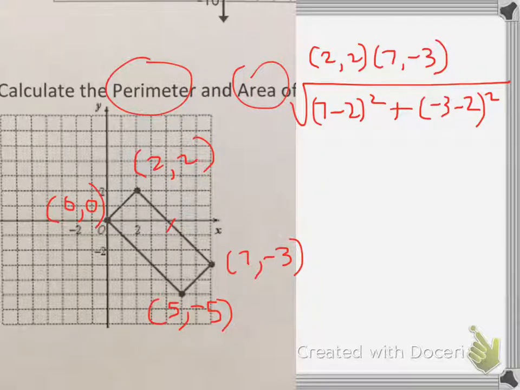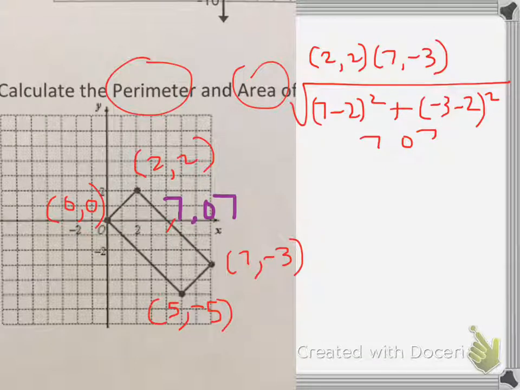So in your parentheses, 7 minus 2 squared plus, and then your parentheses again, -3 minus 2 squared. Let your calculator do the work. It gives me 5 square roots of 2. When I push my button, I get 7.07. So this distance right here is 7.07.